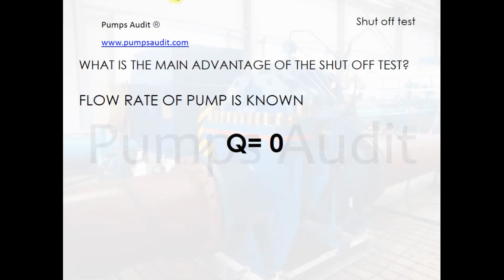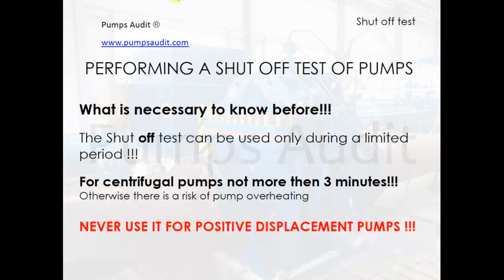What is the main advantage of the shut-off test? You know that the pump flow rate is the most difficult parameter to measure. During shut-off test, we know the value of the pump flow. It is 0. The idea of shut-off test is to measure pump parameters when the discharge valve is closed and pump operates at a 0 flow.